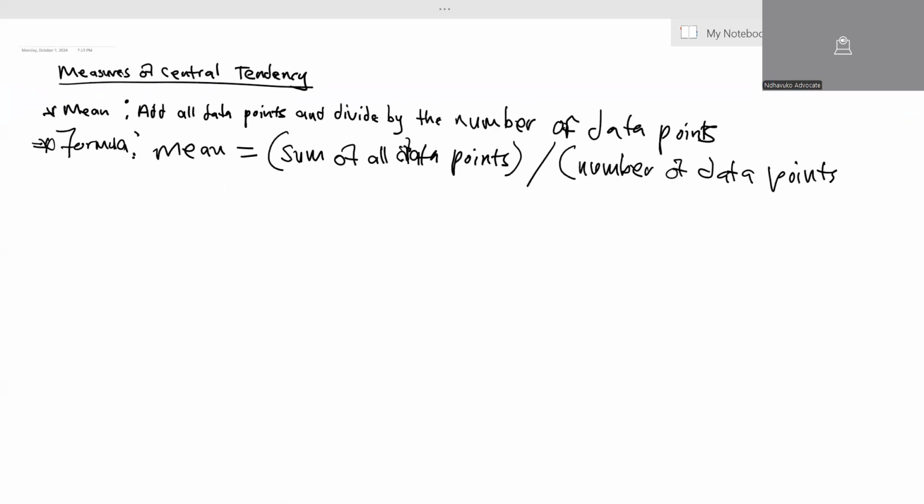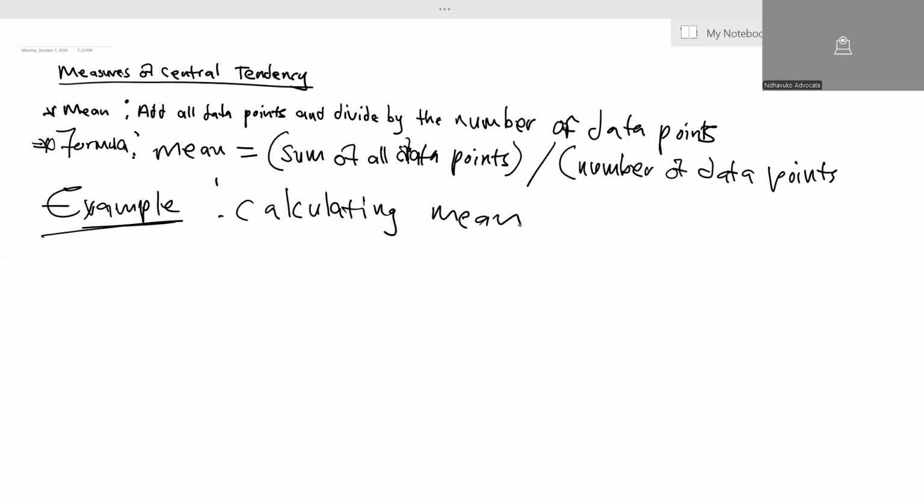So this is example number one. Let's look at the example, when you are calculating the mean. This is the data set that I gave you. The data set is 5, 8, 12, 20, 25.